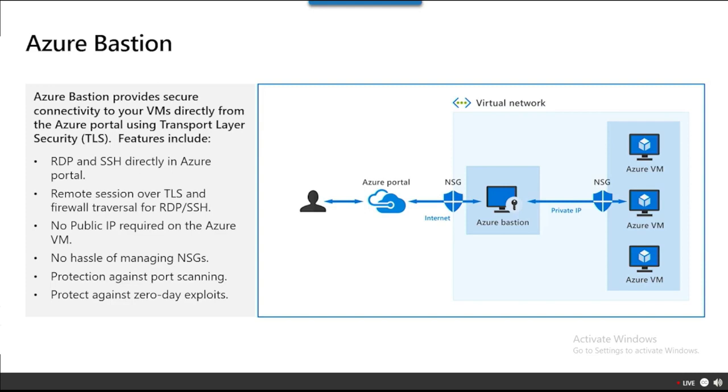What this does is it provides a secure RDP or SSH connection to all of your virtual machines from the Azure portal. And what this means is that when you connect to your virtual machine, it doesn't need any public IP address or any special type of software. When you deploy Azure Bastion, it'll provide a secure connection to all the virtual machines on your virtual network. And if you're using Azure Bastion, you don't need to apply NSGs to the virtual network subnet.